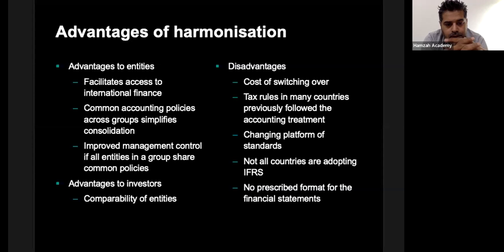And talking about these countries, the tax rules in many countries previously followed the accounting standard, and not all countries are adopting the IFRS because many countries have a rule based approach to accounting which then determines the tax charge. Countries switching over to IFRS may then need to rethink their rules for calculating the tax. Otherwise, an entity will have to prepare a second set of accounts under the local GAAP in order to derive the tax charge. So this is something which we have to consider as well.